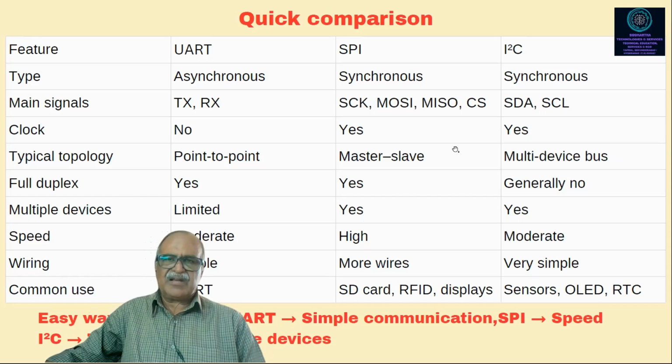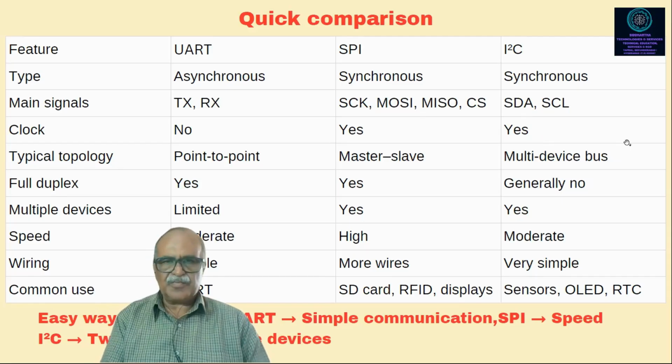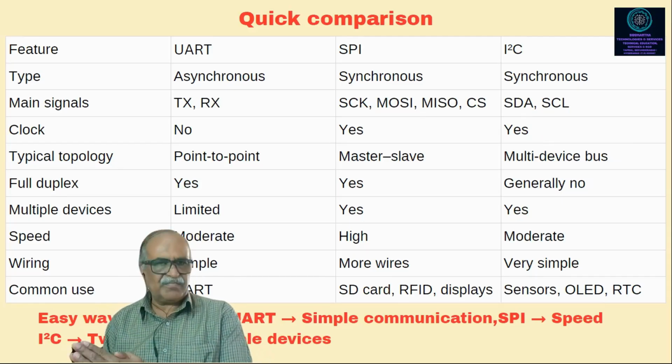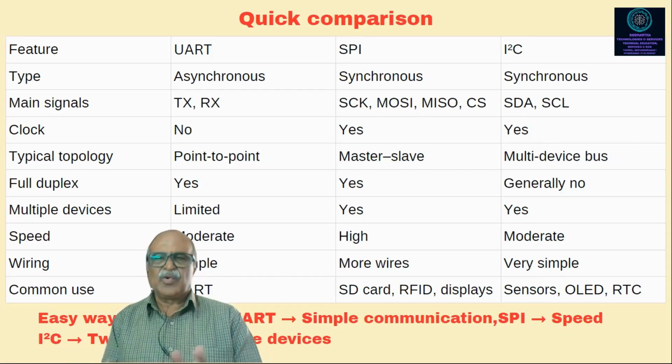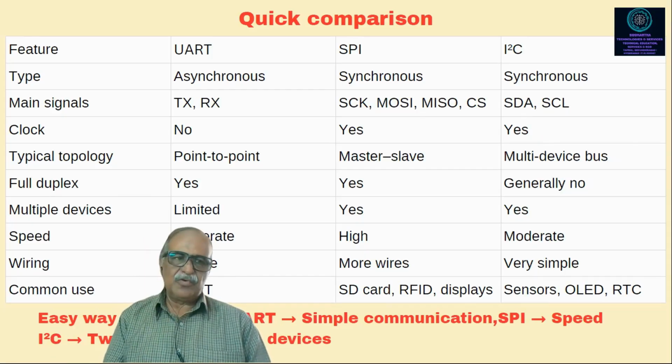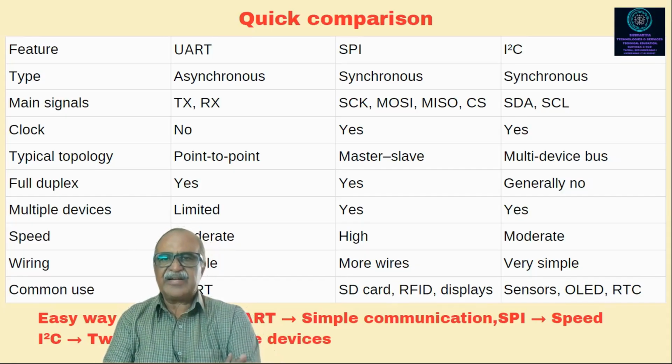Okay, clocks. What about clock pulse? We don't use a clock pulse in the first case, that is UART. We do use it in SPI and in I²C, because SCK is there, so we use clock pulse. Topology: UART is point-to-point, SPI is master-slave, I²C is a multi-device bus. SPI is full duplex, and generally we don't use full duplex in I²C. For UART, multiple devices are limited. In SPI, yes, you can connect multiple devices, and in I²C, of course, you can connect multiple devices.